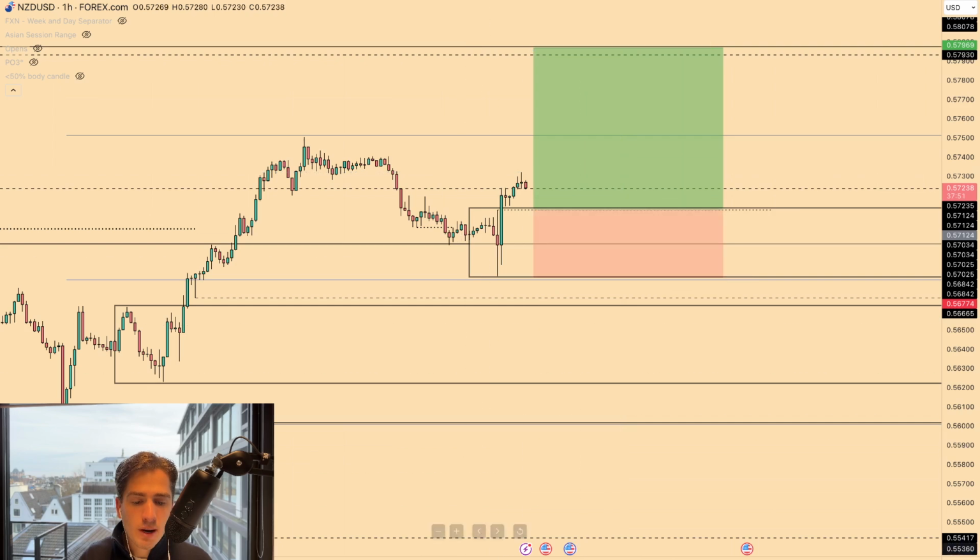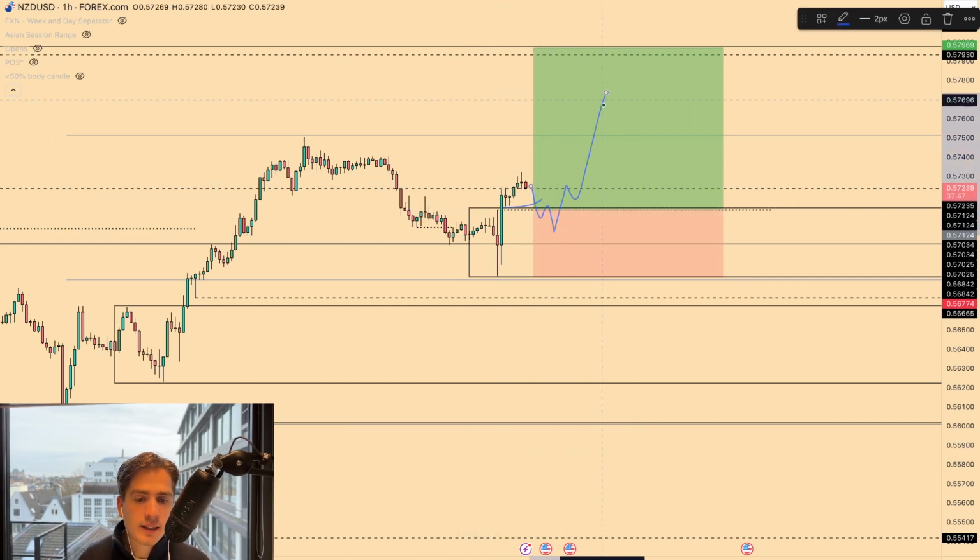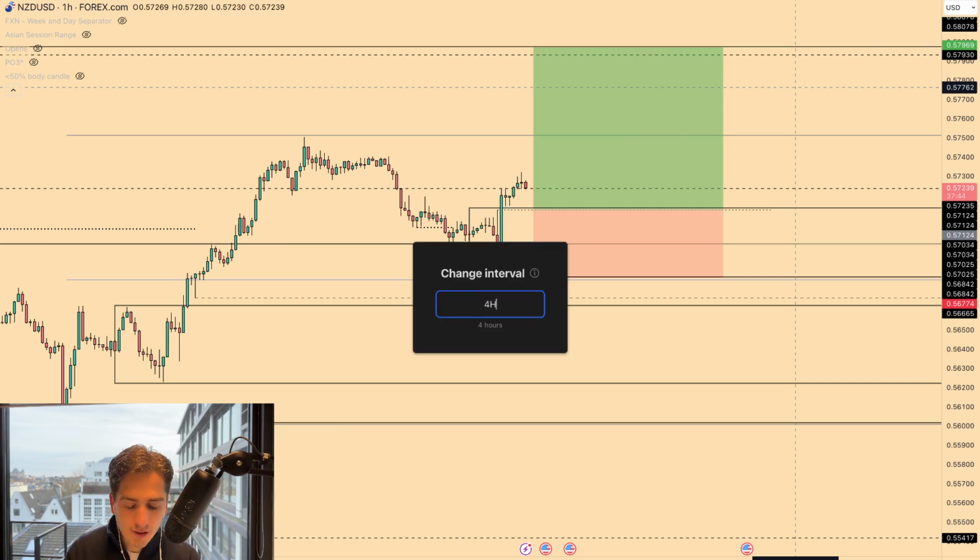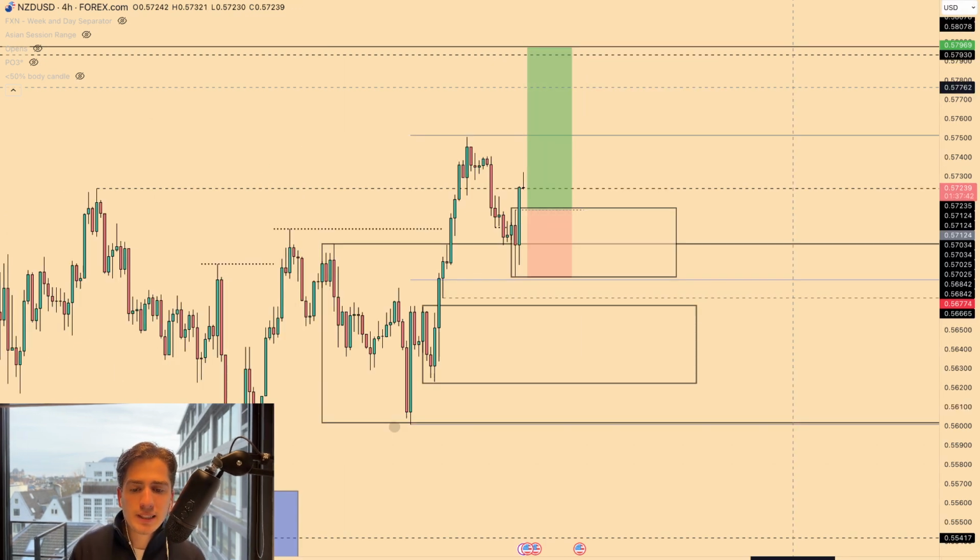You could trade this on the 1-hour time frame. There's also some internal liquidity here as well, so just wait for this to happen and then get in on the 1-hour change of character. So that's what I'm looking for in NZDUSD, very simple as well.